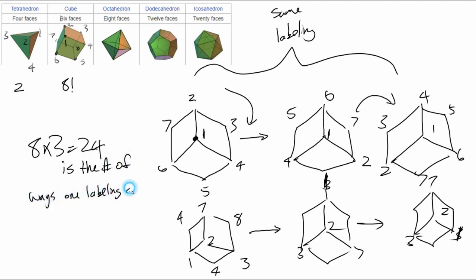So what this means is we've basically overcounted each labeling 24 times. And because we've overcounted each labeling 24 times, we have to divide 8 factorial by that. I don't have the number with me right now, but that's essentially how many unique labelings the cube has.